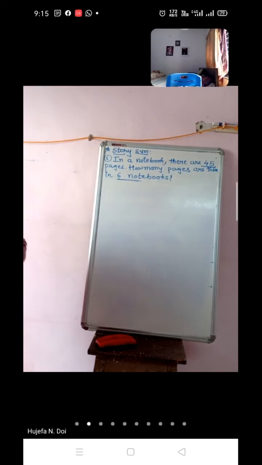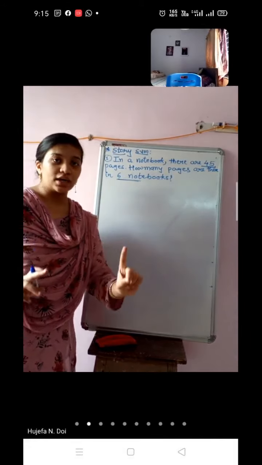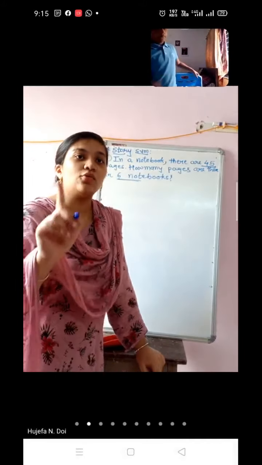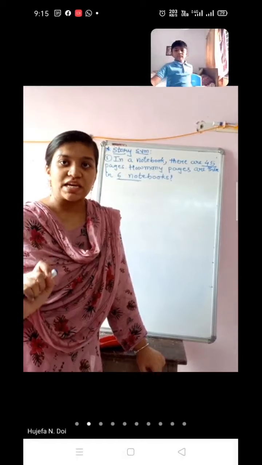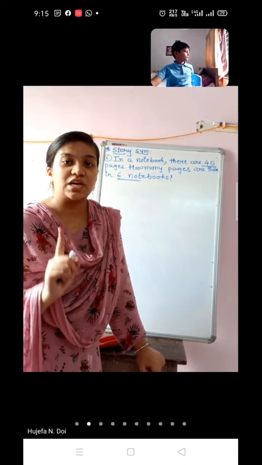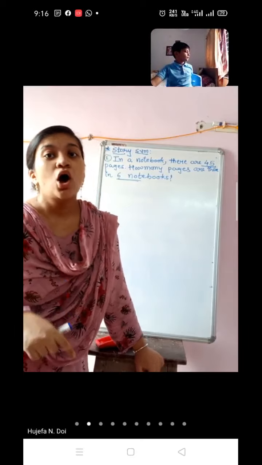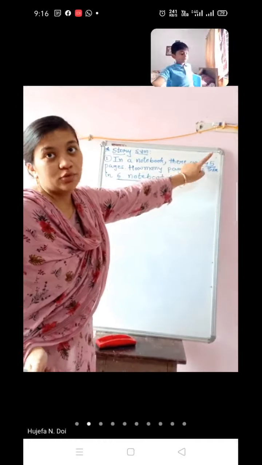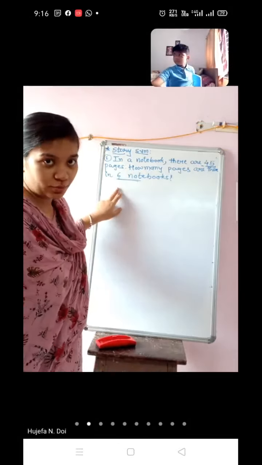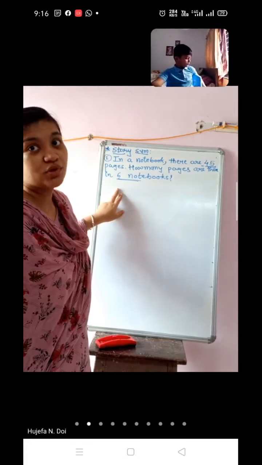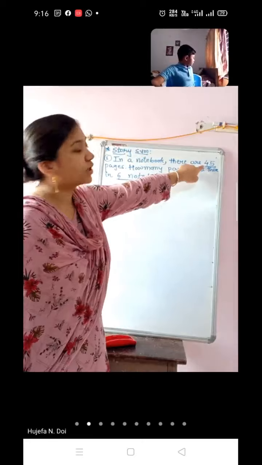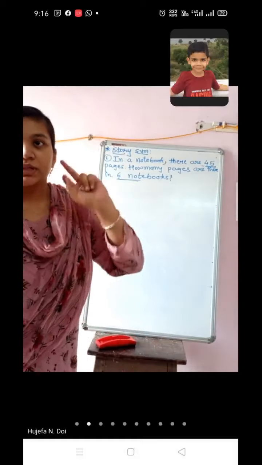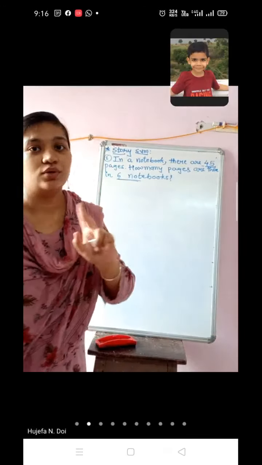Now remember, story sum of multiplication always gives the number of one object, ek hi object ka number aapko diya hoga, and two or more objects, numbers you have to find. Jaise yahan pe one notebook ke number diye hue hain 45 aur aapko find karne hain 6. So if this type of story sum is there, always do a multiplication.